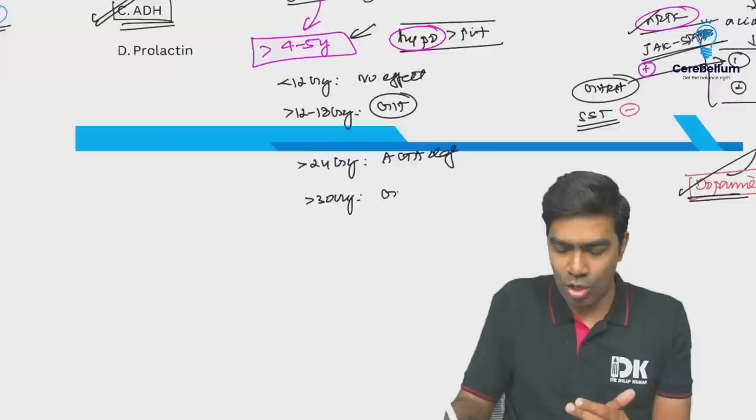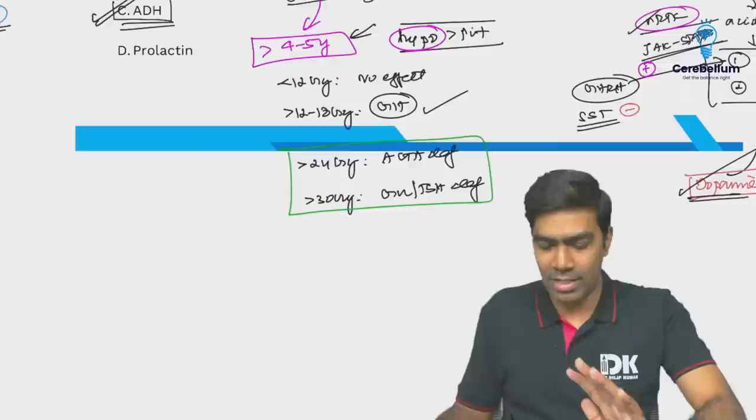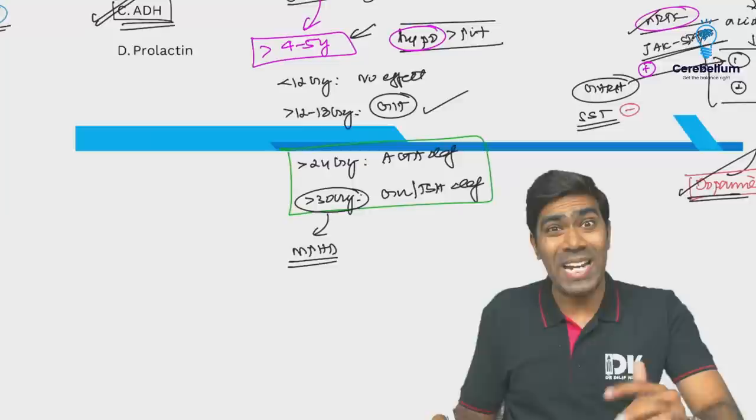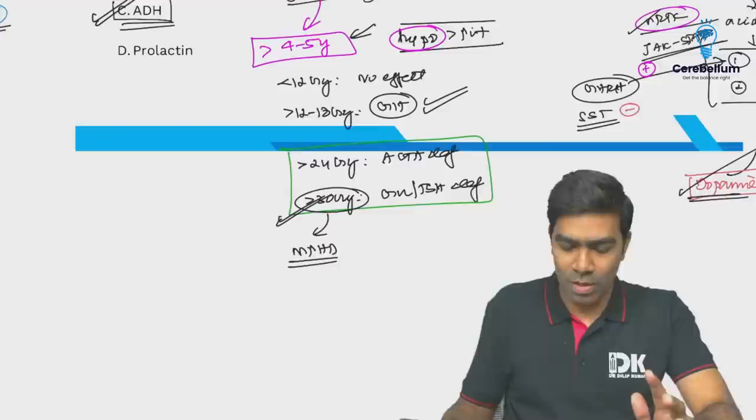So generally, the ACTH, gonadotropin and TSH will be quite resistant. First growth hormone will be affected, then only others will be affected. So beyond 30 grays, you will result in something called MPHD. What is MPHD? Multiple pituitary hormone deficiency, which means not only growth hormone, other hormones also will become deficient beyond 30 grays of radiation. So that starts getting affected by more than 12 to 18 grays.